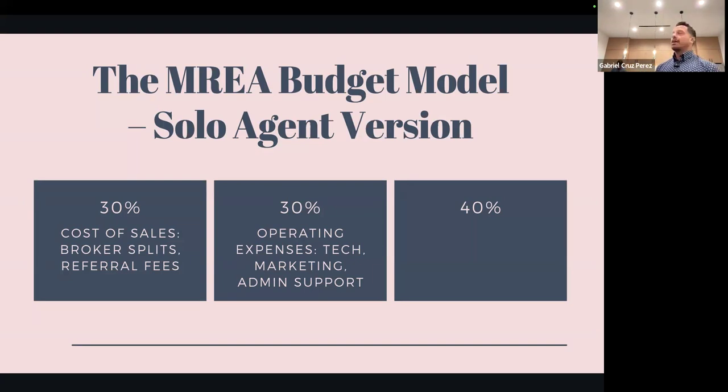Okay, so the next one, 30%, is operating expenses. That's literally anything else it takes to run your business. So let's rattle some off. Let's mastermind it here. What are some operating expenses that, by the way, we can't get rid of? MLS dues, that's one. Association fees, those are some big ones, absolutely.